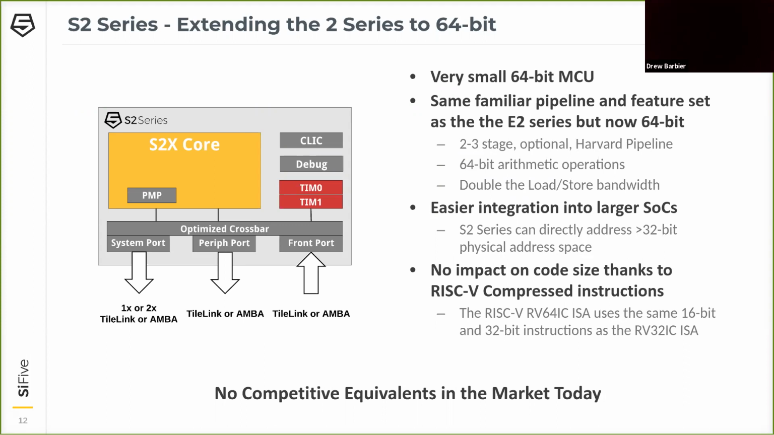And just because it's 64-bit doesn't mean that it has reduced code density, thanks to the RISC-V architecture. I talked about this last week as well. The 64-bit architecture also supports the compressed extension, which brings with it 16-bit instructions. So even though it's a native 64-bit architecture, the instructions still are encoded in a 16-bit opcode space. And really, there are no competitive equivalents on the market today to the S2 series.